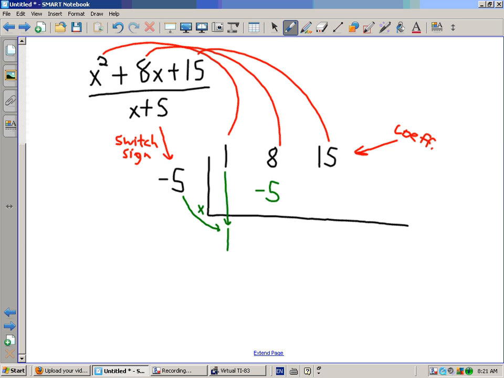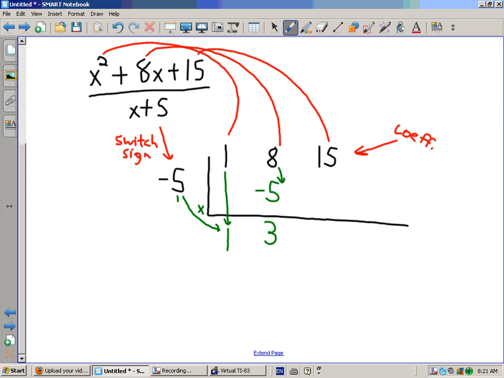Then we're going to take this 8 and this negative 5 and we're going to add them together. So 8 plus negative 5 is 3. Once we've done that, we do the exact same multiplication step again. So those short little steps there are the only thing that we are doing that's new after that. We are repeating and repeating and repeating.